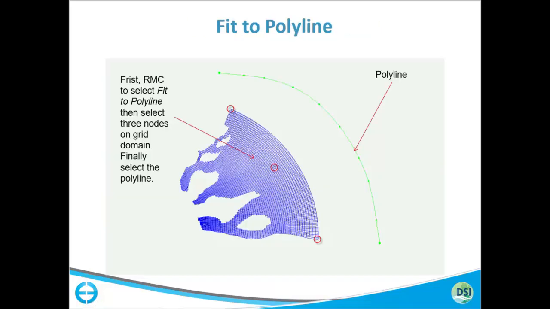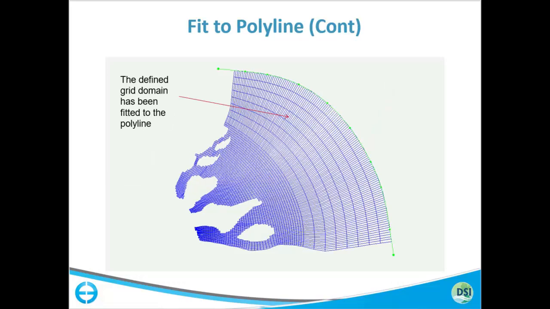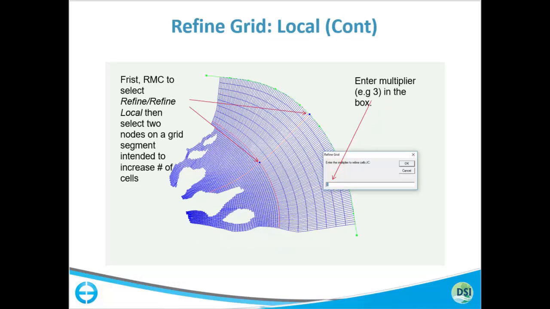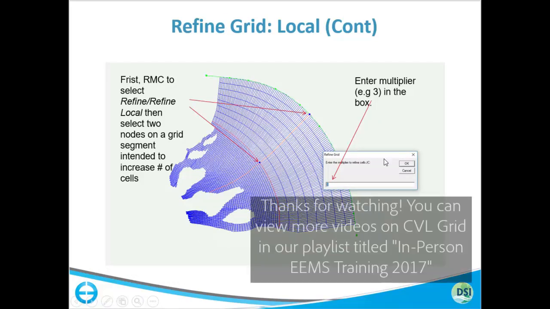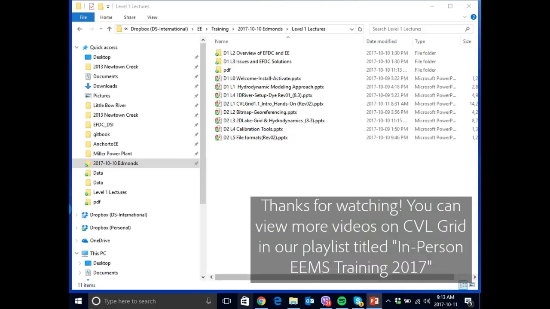So again, this is another example. It's just fitting to this polyline. We'll extend this portion of the grid to this polyline, use the shift fit to polyline function, and then it will fit. And then we can keep going with this. Now let's go ahead and get started.